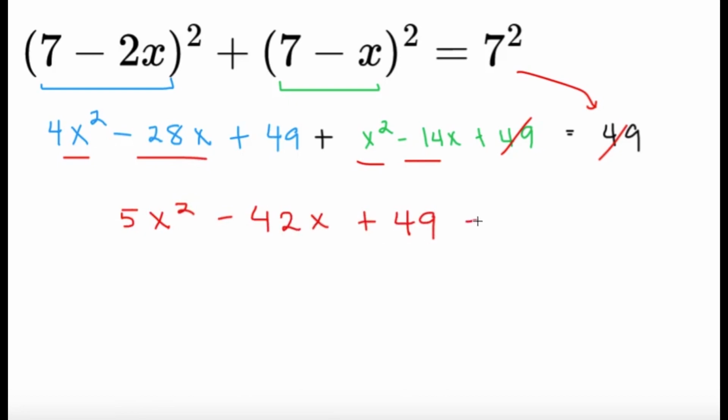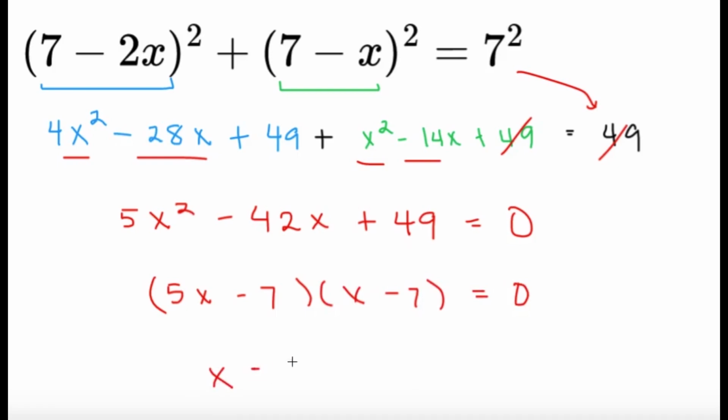So this is just a quadratic equation, and all we have to do is factor this. Luckily for us, this is factorable. It can be factored into (5x minus 7)(x minus 7). Afterwards, we just solve for x. It's pretty weird that we're going to get two values of x. x is going to be equal to 7/5, and x would be equal to 7.